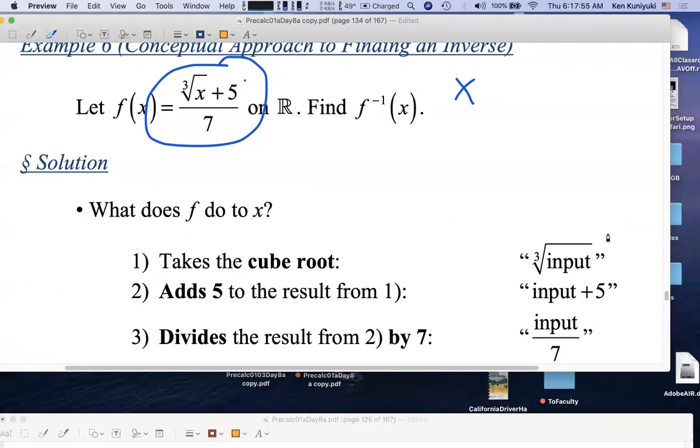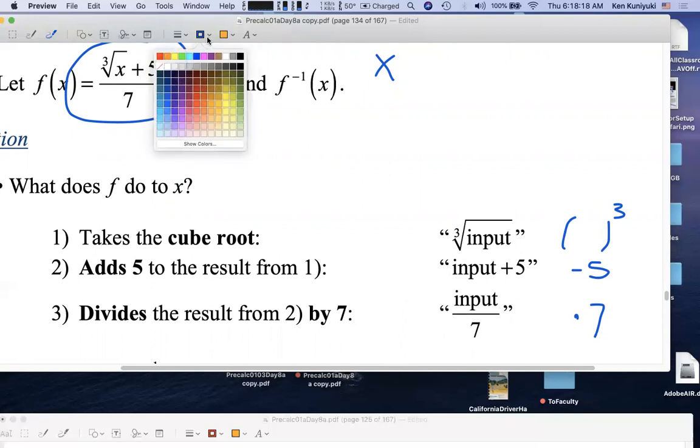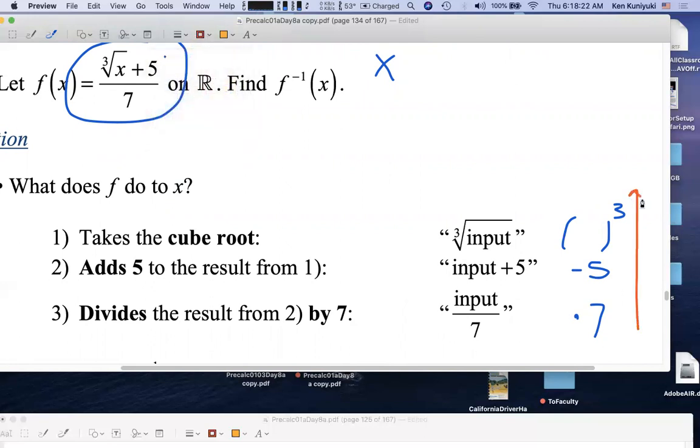Now, what is f inverse going to do? F inverse is going to undo these things. So what undoes taking the cube root of something? Taking the cube of something. What undoes adding 5? Subtracting 5. What undoes dividing by 7? Multiplying by 7. But remember the shoes and socks example. These steps have to be done in reverse order. So it's kind of like here, you're taking off your shoes first when you multiply by 7.